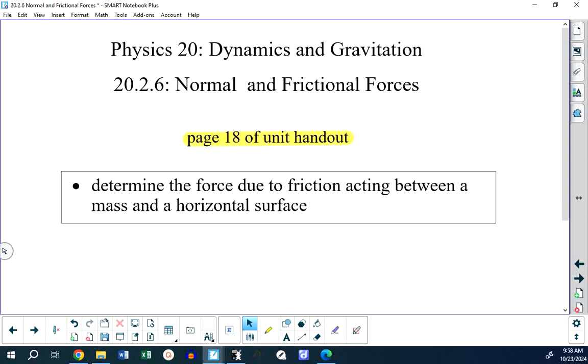So this is on page 18, is that correct? Okay, so we're looking at page 18.